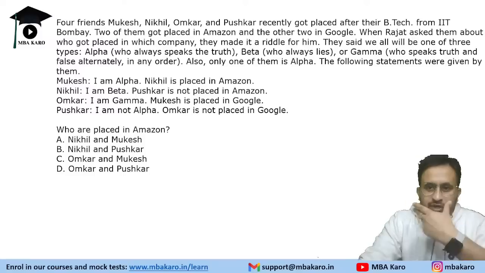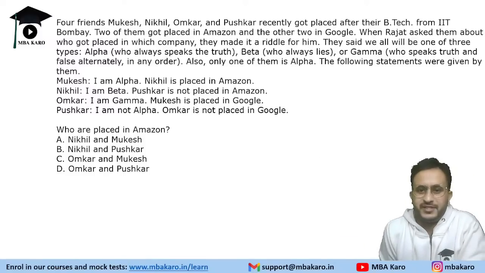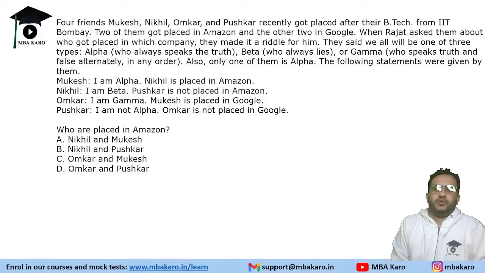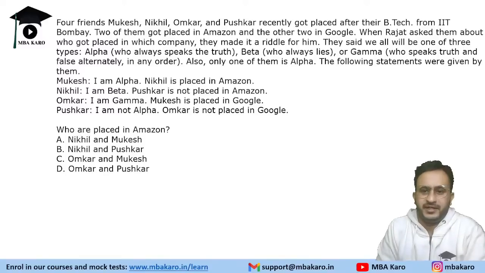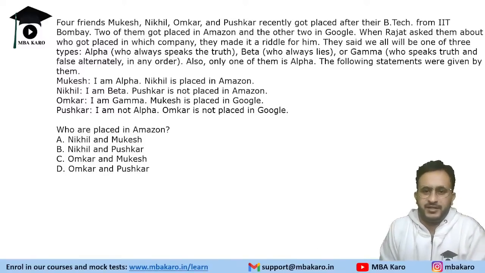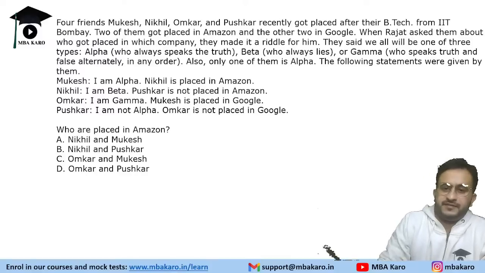So there are four boys. Two got placed in Amazon and the other two in Google. And when Rajat asked him about who got placed in which company, they made a riddle for him. So there are three types: alpha, beta, gamma. Alpha are truth tellers, beta are liars, and gamma are alternators. Only one of them is alpha.